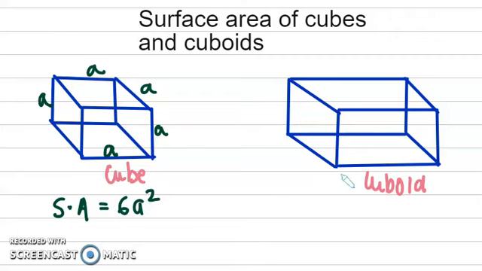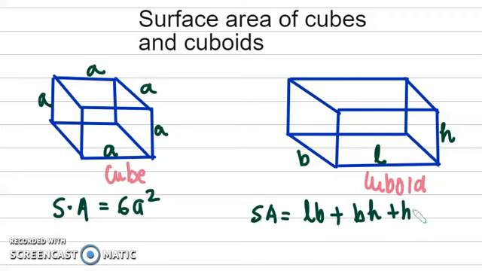But in case of a cuboid, let us suppose length is L, width is B and height is H. Then its surface area will be LB plus BH plus HL, that is L times B plus B times H plus H times L, times 2. Or you can also write 2 in the beginning and then LB plus BH plus HL. So these are the formulas.